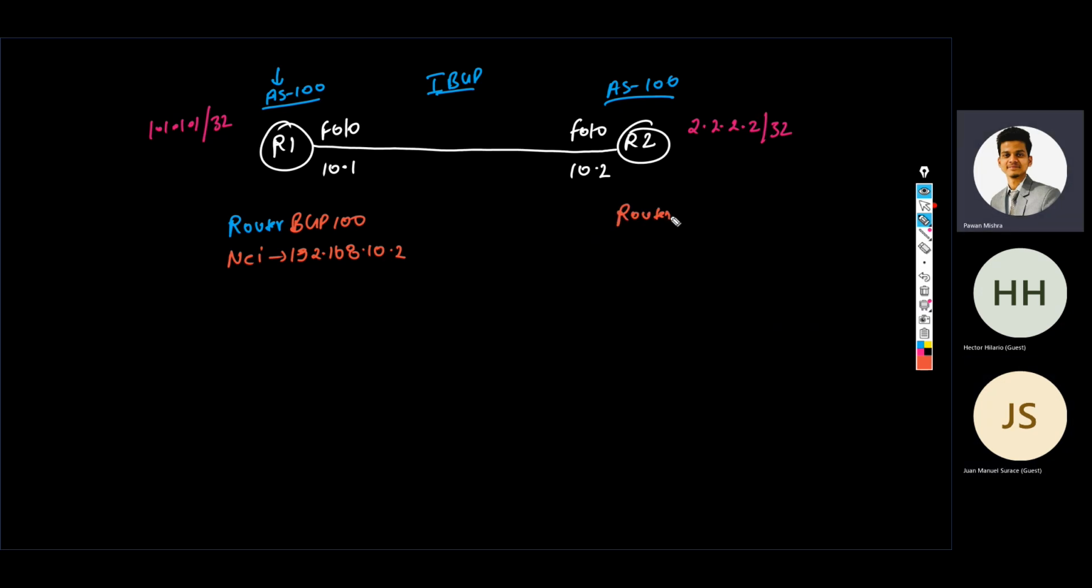Exactly the same on R2. I'm using router BGP 100 and then neighbor, and the neighbor is 192.168.10.1. In this time, what happened?